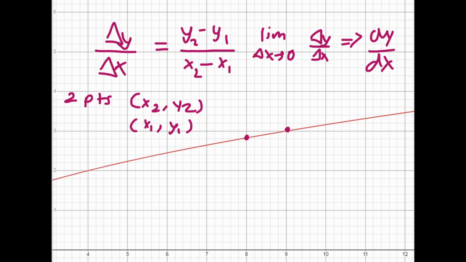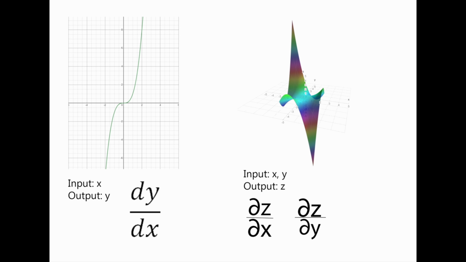Now to bring this to the multivariable world, instead of dy/dx signifying the rate of change of the function y with respect to x, we have partial derivatives. As you can see for 2D graphs with one input variable and one output variable, we get one singular derivative which explains the rate of change of the function with respect to the input variable. For 3D graphs with two input variables and one output variable, we get two partial derivatives. One derivative explains the rate of change of z with respect to x, where y is constant, and one derivative explains the rate of change of z with respect to y, where x is held constant.